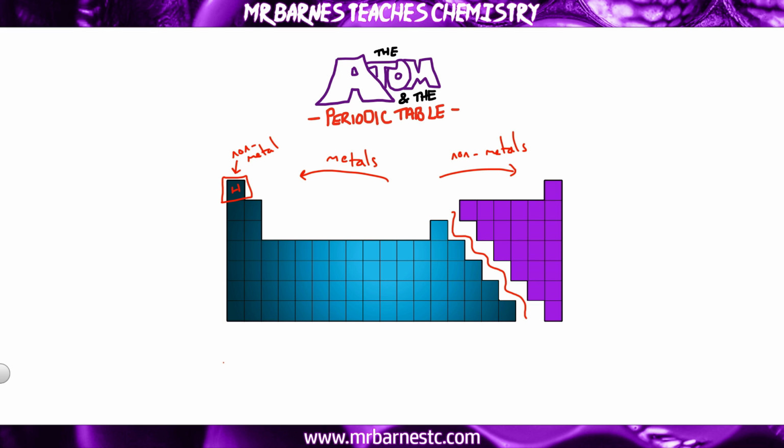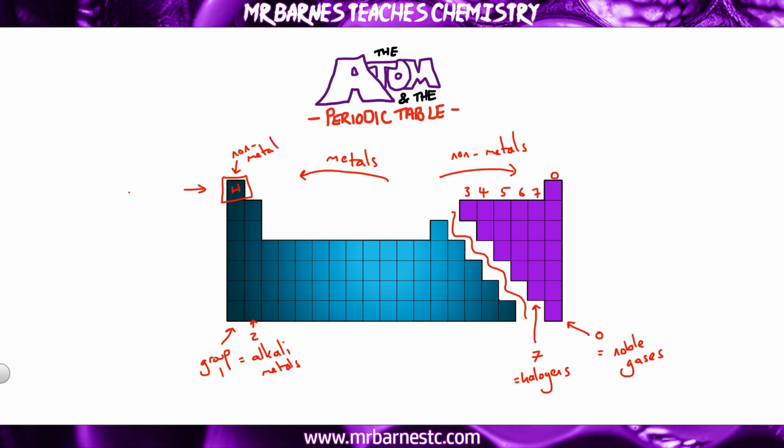You also need to know the names of the groups. So group 1 is your alkali metals, group 7 is your halogens, and group 0 at the end here is your noble gases. The rows going across are the periods, which show you the number of shells, remembering the group tells you the number of electrons in the outer shell.